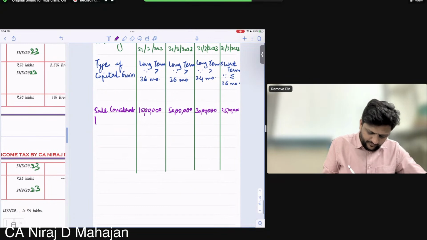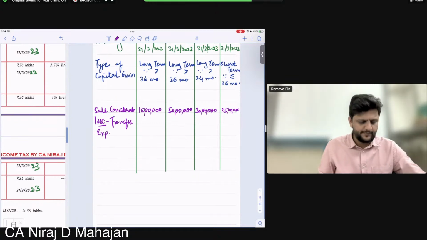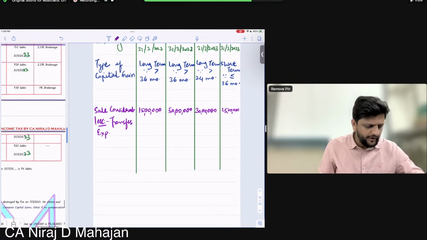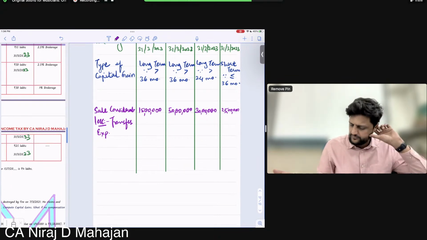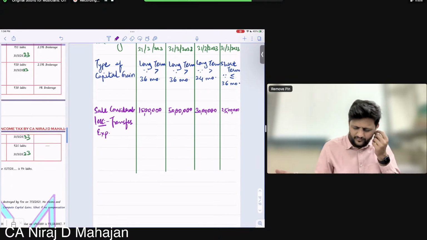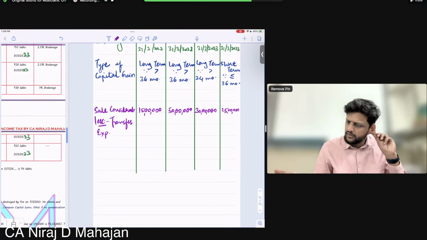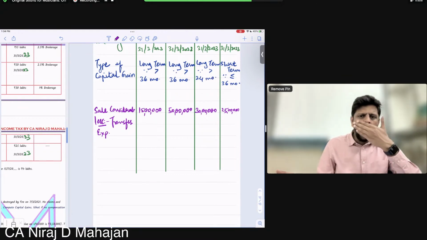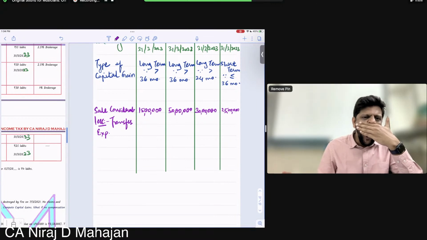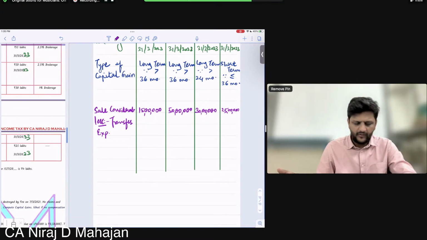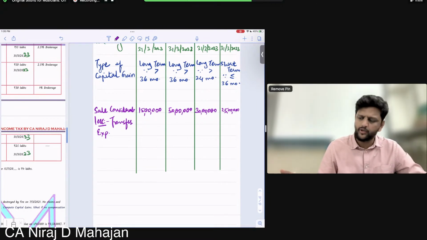Less: transfer expenses. 2.5% of 50 lakhs is what? 125, or double, I don't know. It is 2.5%, not 2%, sorry. But how much is it? Is it 37,500? You tell me.